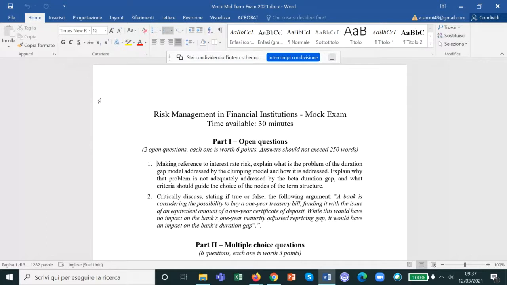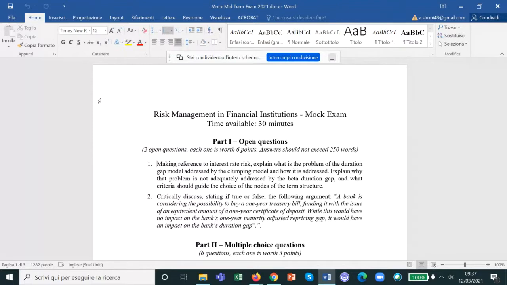And what criteria should guide the choice of the nodes? Remember, the criterion was same market value. The choice of the nodes, remember, is to have more frequent nodes in the short-term part of the yield curve, because first of all we have hedging tools available, and second, because the volatility of interest rates is higher for short-term rates than for long-term rates. So this is a very descriptive question, okay? It is to understand whether you attended the course and studied the material.